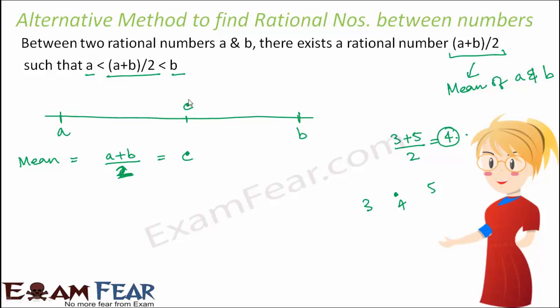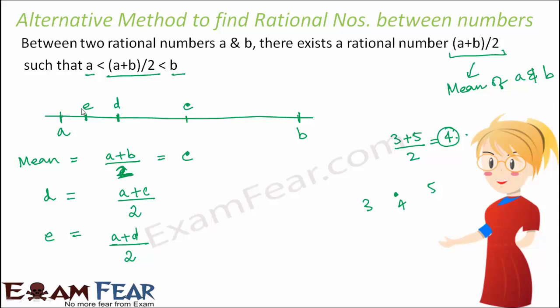Now we want to find more numbers between a and b. So what we do now, let us try to find the mean between a and c. When we find the mean of a and c, we will be able to find a number which lies midway between a and c. Let us call that number d. So d will be equal to the mean of a and c, that is (a plus c) by 2. Similarly, we can find the mean between a and d. That would be a number that would lie somewhere here. That would be e. So e will be the mean of a and d, that is (a plus d) divided by 2.